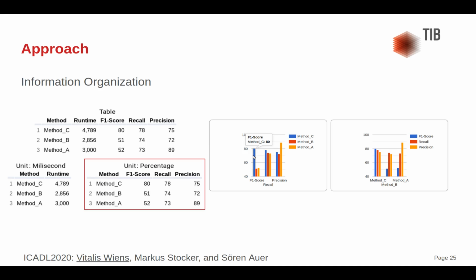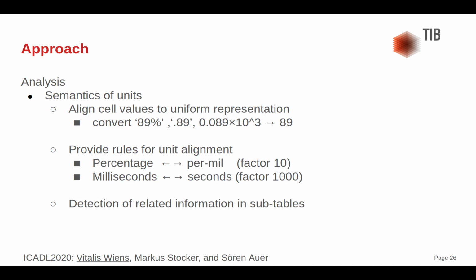Additional customizations allow us to organize the information based on the metrics, showing us the performance of individual methods or how individual methods performed in each metric. The analysis of units allows us to create a uniform representation of cell values. For example, the string representation of 89% or 0.89 is converted to just 89, since the unit is already provided as additional semantic of the cell value.